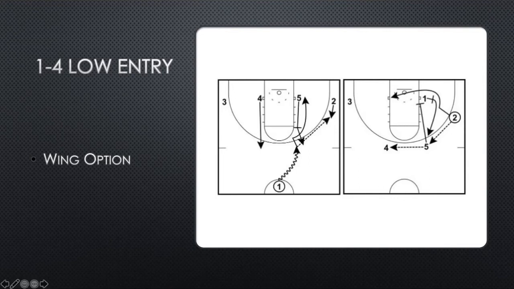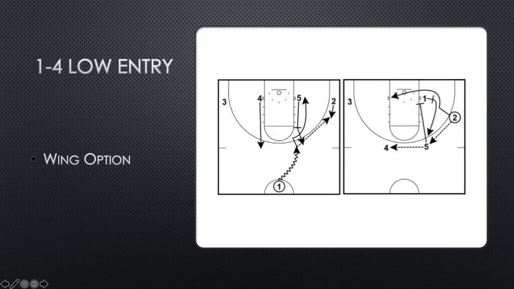Now, once the ball goes to the 5, if 1 doesn't get it for a layup, they stay right there. Ball goes to the 5. They don't have a shot. They make a pass over to the 4. 2 runs off of this cross screen. 5 goes down. They set the down screen for the 1, and you're right back in your flex.